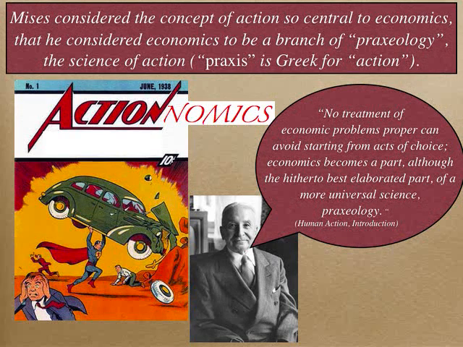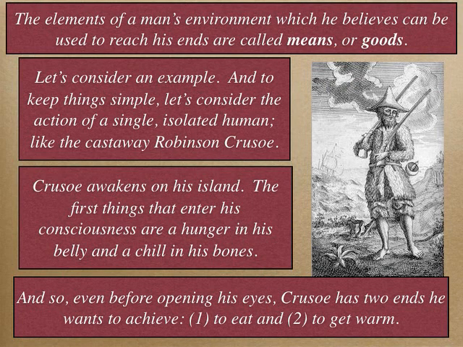Mises considered the concept of action so central to economics that he considered economics to be a branch of praxeology, the science of action. Praxis is Greek for action. No treatment of economic problems proper can avoid starting from acts of choice. Economics becomes a part, although the hitherto best elaborated part, of a more universal science, praxeology. Human Action. The elements of a man's environment which he believes can be used to reach his ends are called means, or goods. Let's consider an example.